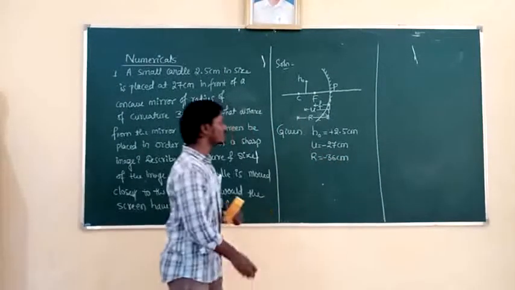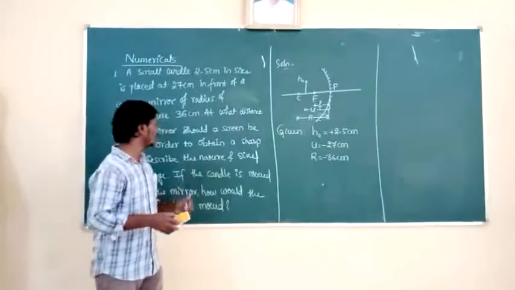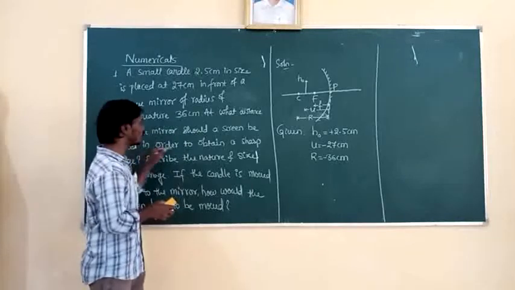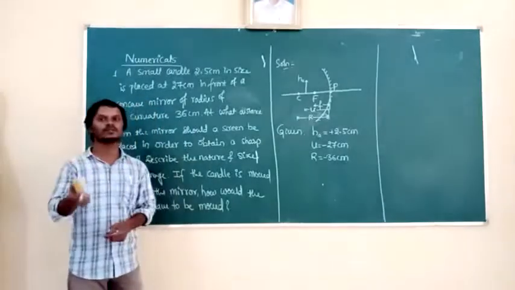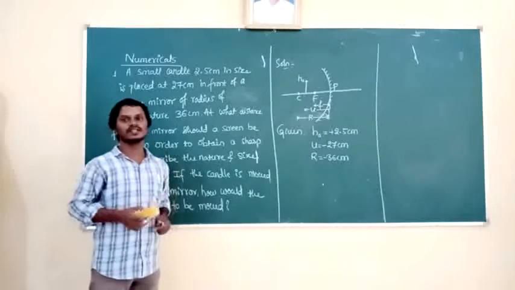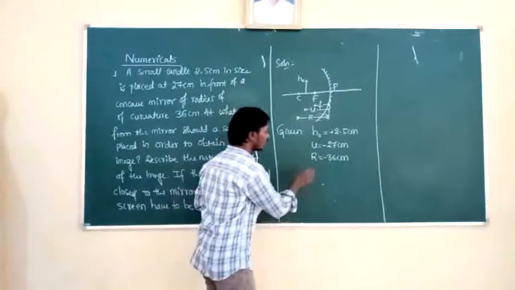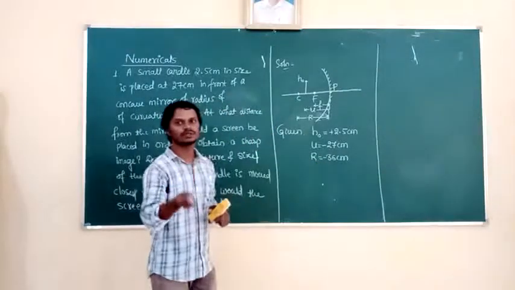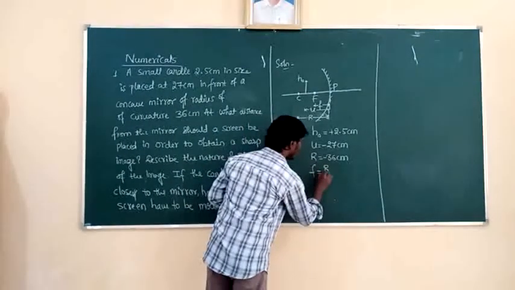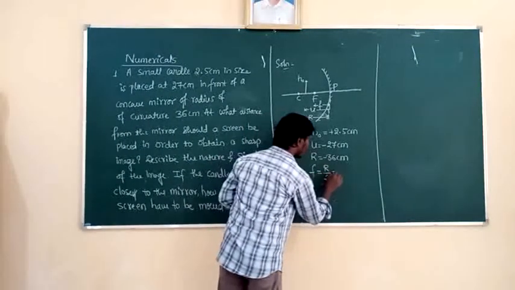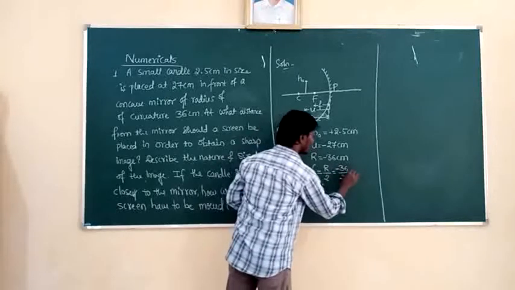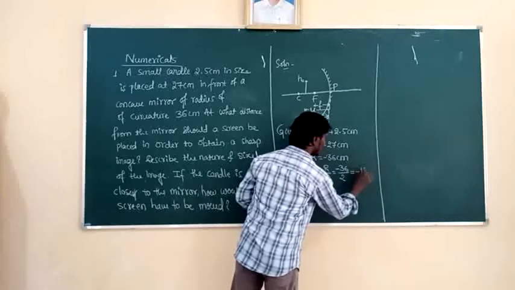Next we have to find out at what distance we have to place the screen to get the sharp image, which means we have to find the position of the image. So we are going to find the image distance, but by using the radius of curvature we first have to find the focal length. Focal length is half of the radius of curvature, that is R by 2. R by 2 means minus 36 divided by 2. It is minus 18 centimeter.